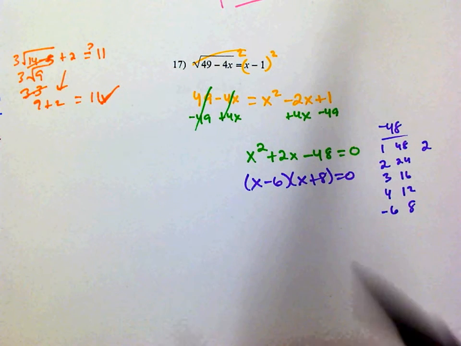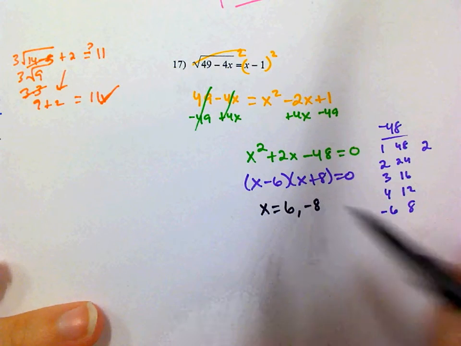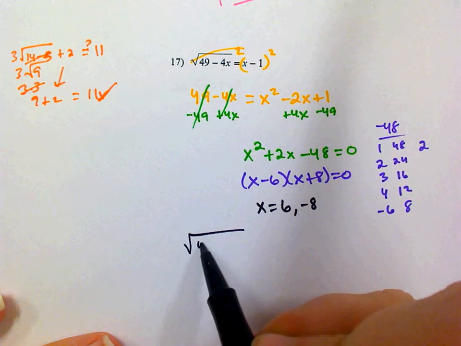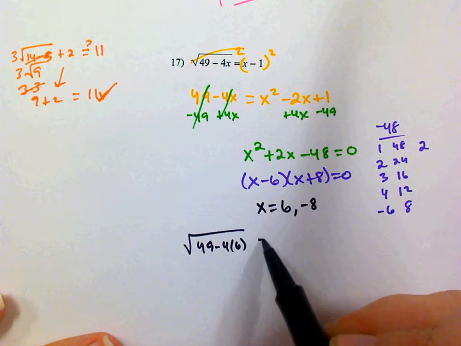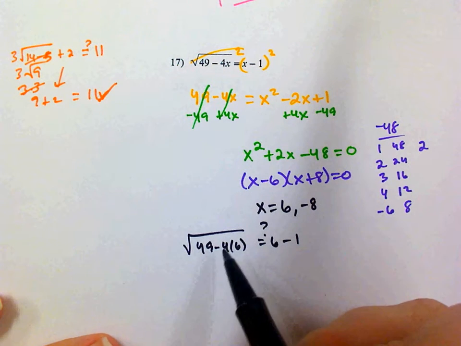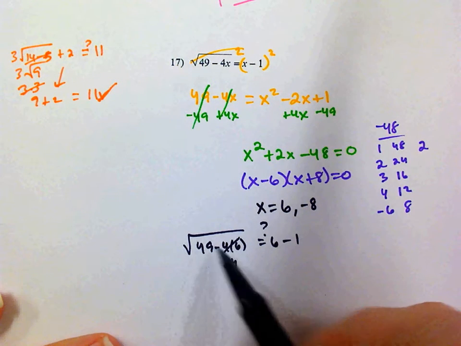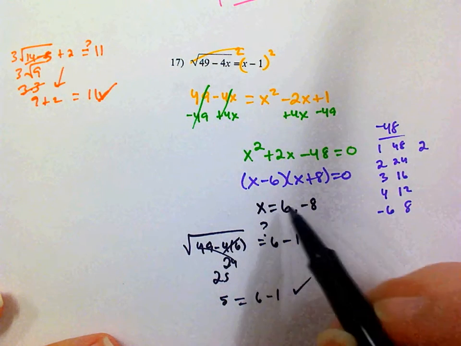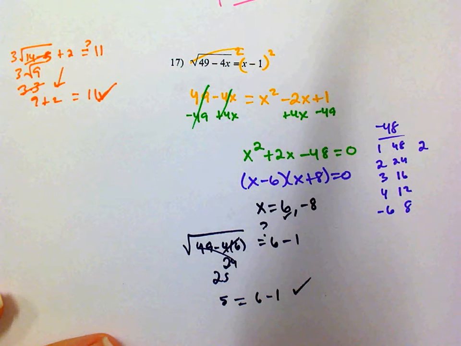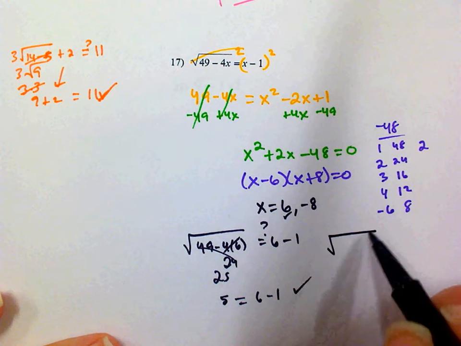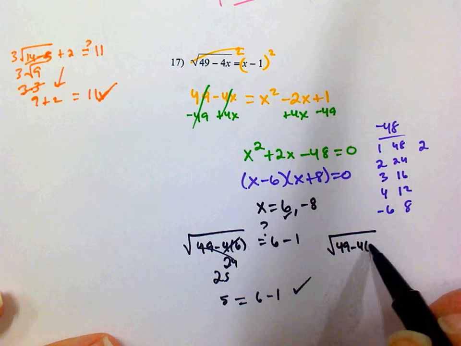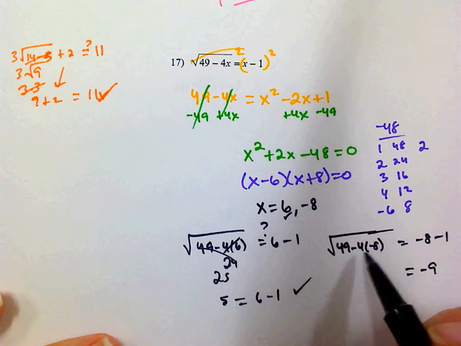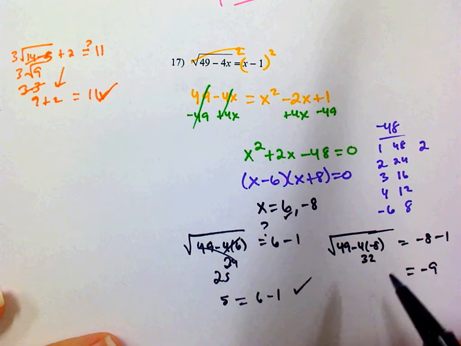So the square root of 49 minus 4 times 6 equals 6 minus 1, question. 4 times 6 is 24, 49 minus 24 is 25, and the square root of 25 is 5, which does equal 6 minus 1. So that is an answer. But then let's check negative 8. The square root of 49 minus 4 times a negative 8 equals a negative 8 minus 1. That's a negative 9. That is 32. 32 plus 49 is 81, and the square root of 81 is 9, not negative 9. So negative 8 is not a solution. That's an extraneous one.